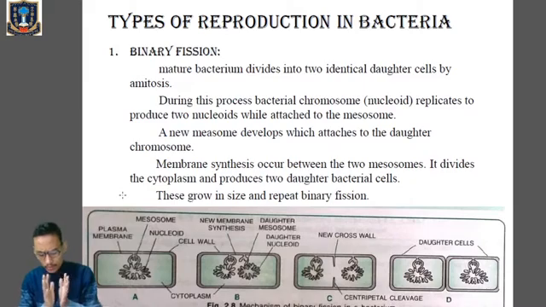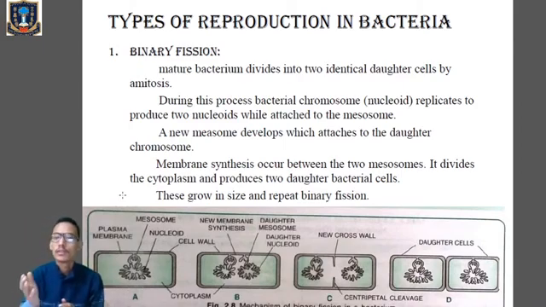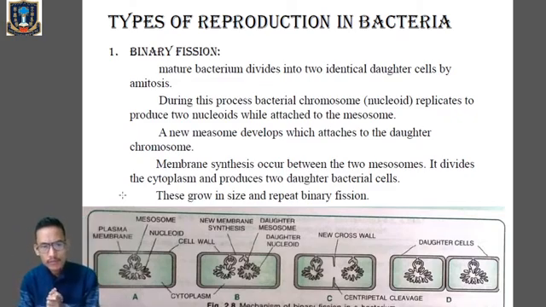Generally, when we talk about the types of reproduction in bacteria, it occurs by three processes: binary fission, sporulation, and conjugation. But we will discuss only binary fission and conjugation. Sporulation is not in your syllabus. So we'll first begin with binary fission. Fission means to break up. A single cell will split into two daughter cells.